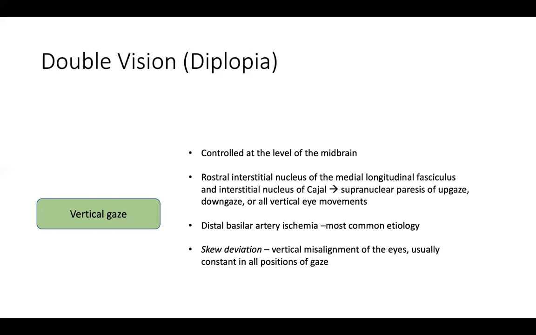Skew deviation refers to a vertical misalignment of the eyes, usually constant in all positions of the gaze. The finding has poor localizing value because skew deviation has been reported after lesions in widespread regions of the brainstem and cerebellum.